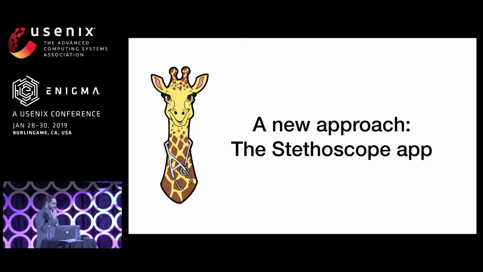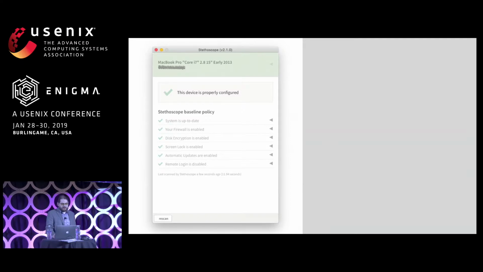And what we came up with is something called the Stethoscope app. So it looks a little bit like this. It's a checklist, essentially, of simple high-value recommendations. So the defaults are things like, is the system up to date? Is the firewall enabled? Is disk encryption enabled? Is the screen lock enabled? Or automatic updates enabled? And particularly for Netflix, is remote login enabled? We don't want that, unless you really know what you're doing.